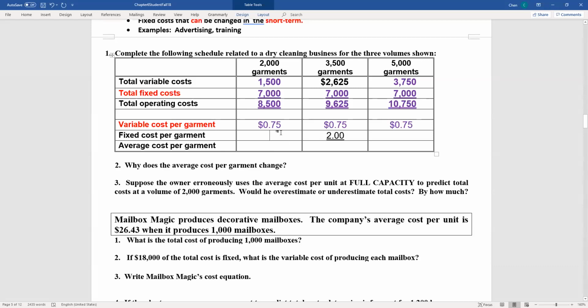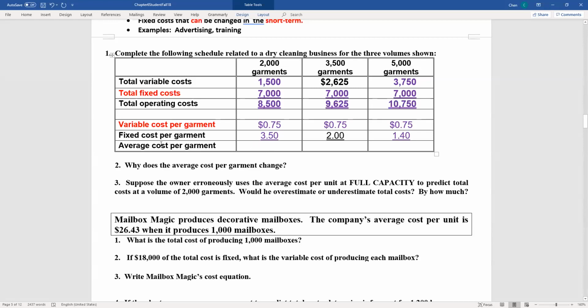Okay, let's go down here. Fixed cost per garment. We know total fixed cost is 7,000, and this is the total number of garments. We just use the total fixed cost divided by the 2,000. Then we have $3.5. And for this one, total fixed cost is 7,000 and total garments is 5,000. So we do 7,000 divided by 5,000, which is $1.4.